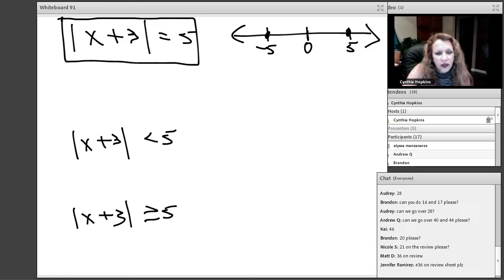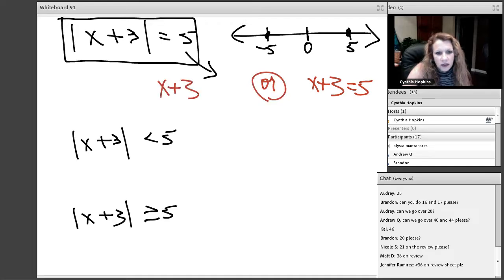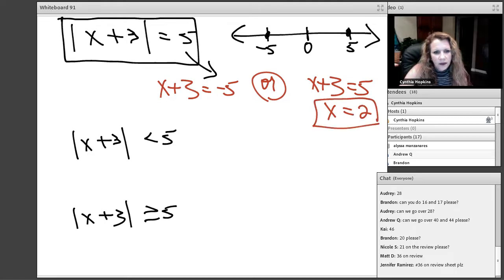Okay, so for the equation right here with the equal sign, let me do this in red, I guess. I'm going to write x + 3 = +5. I'm going to write the word or, and to the left here, I'm going to write x + 3 = -5. I just like to write the positive to the right and the negative to the left because that's what a number line does. Okay, and then you just solve each one of them. So for this x + 3 = +5, I'm going to subtract 3 and I get 2. Here I'm going to subtract 3 and I get -8.